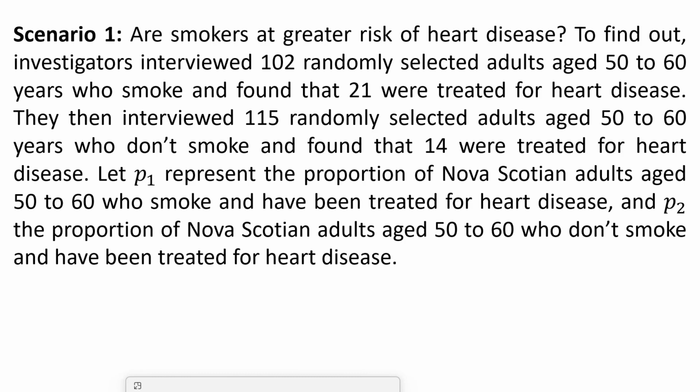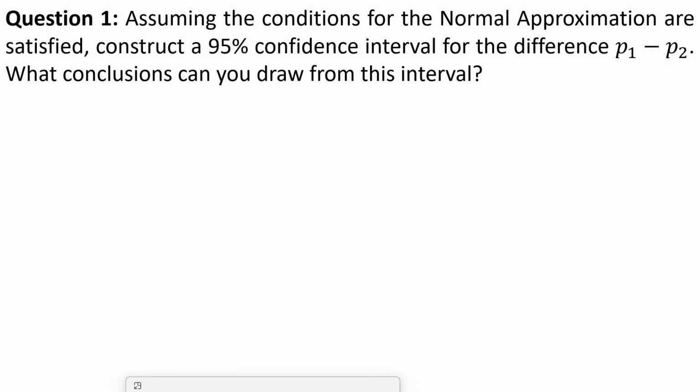Now, of course, there's two ways to do the inference. One way is to make a confidence interval. The second way is to conduct a hypothesis test. In this scenario, we're first going to construct the confidence interval. So the first question is, assuming the conditions for the normal approximation are satisfied, construct a 95% confidence interval for the difference between those population parameters. And then we will draw conclusions.